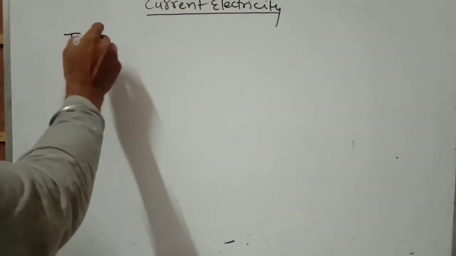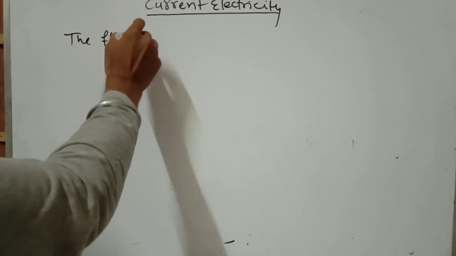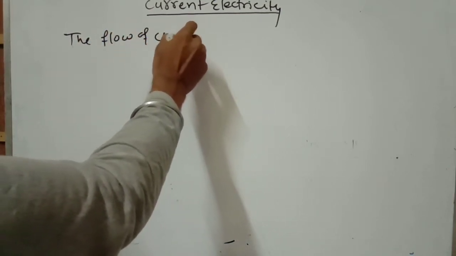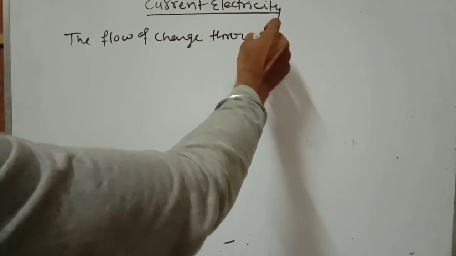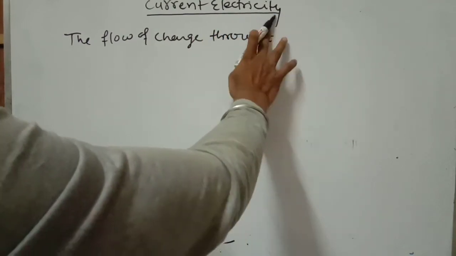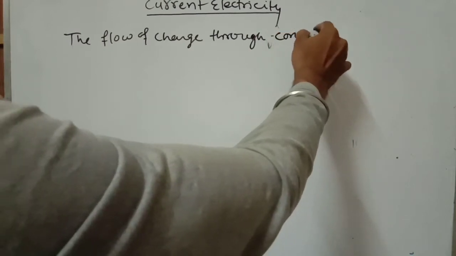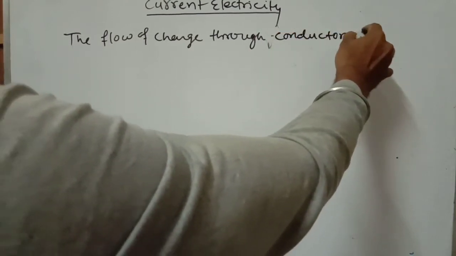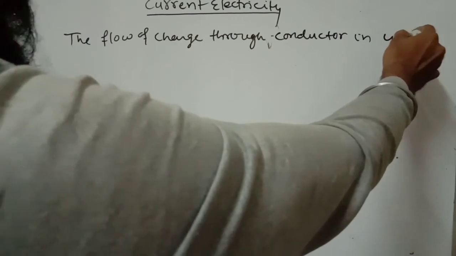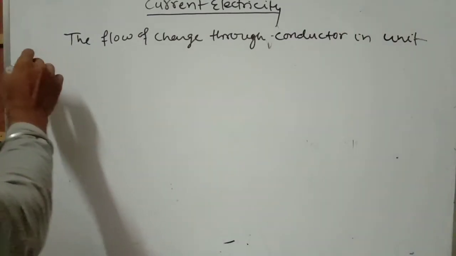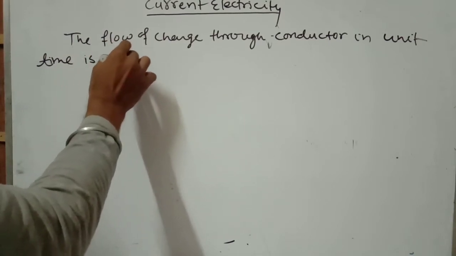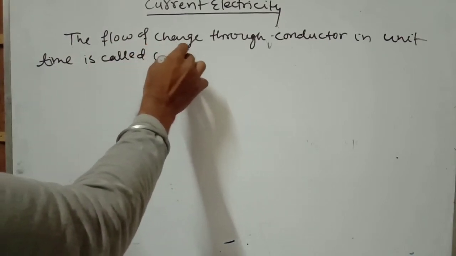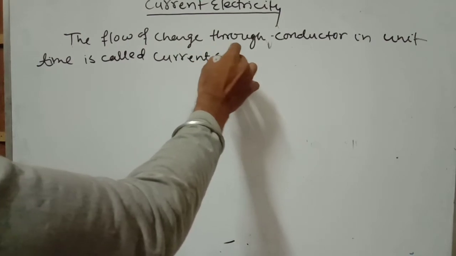So what is current electricity? Very simple. The flow of charge through a conductor in unit time is called current electricity.